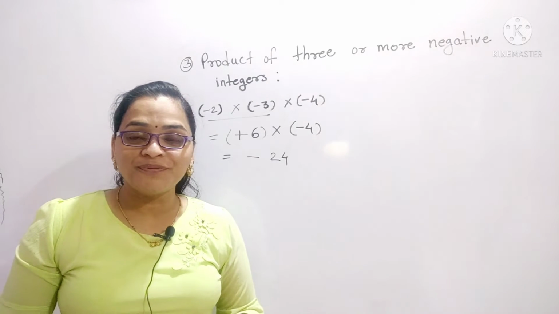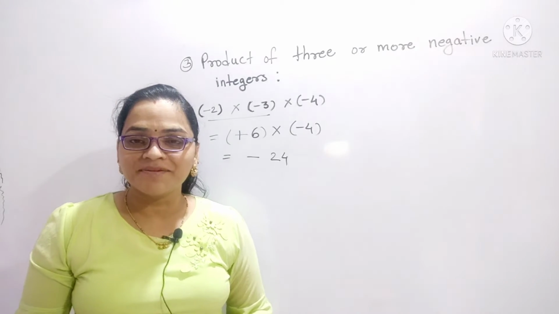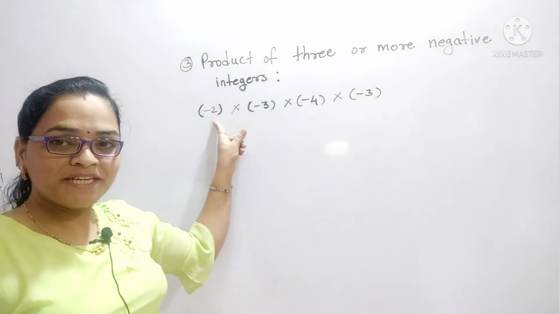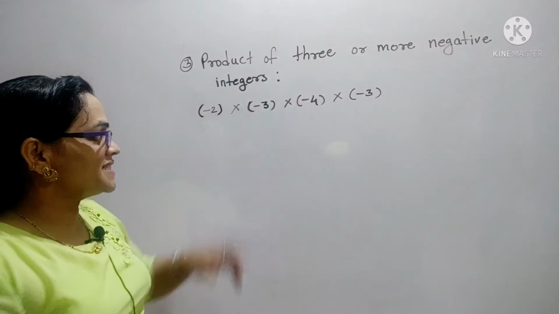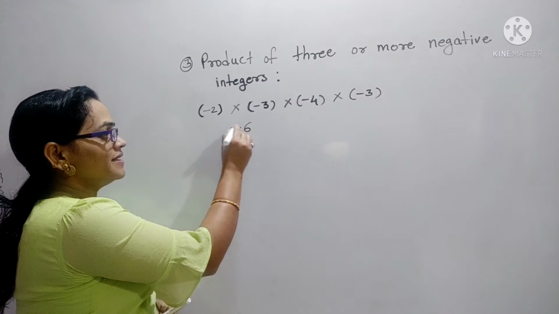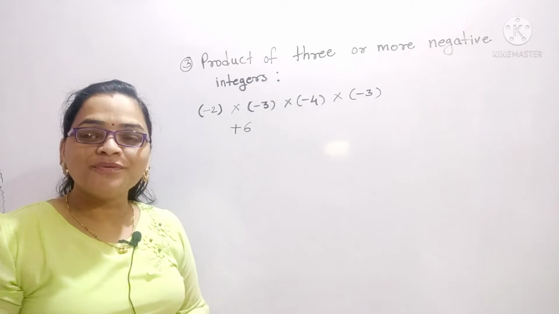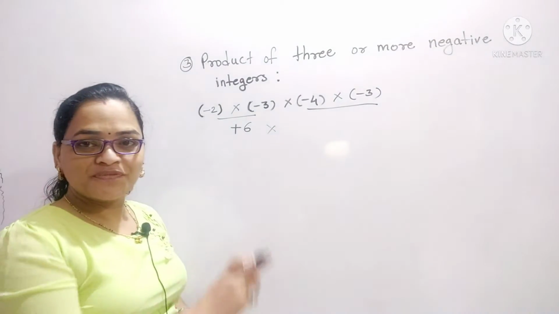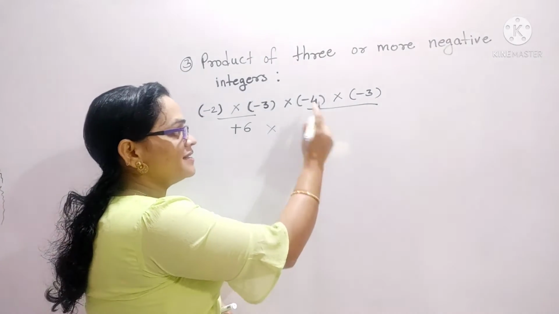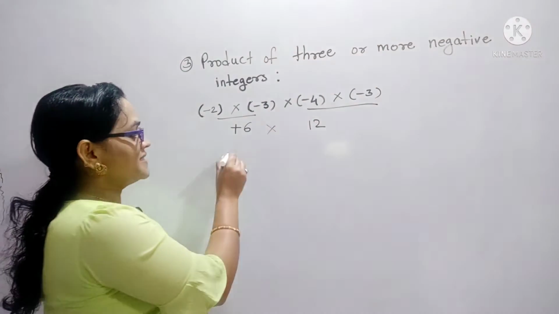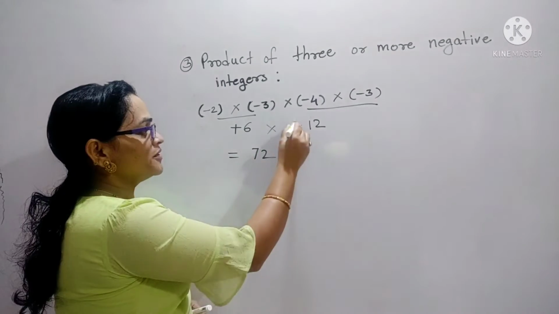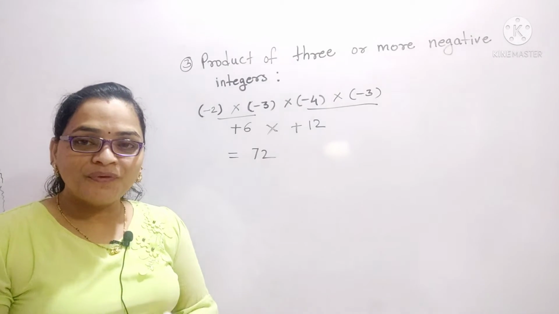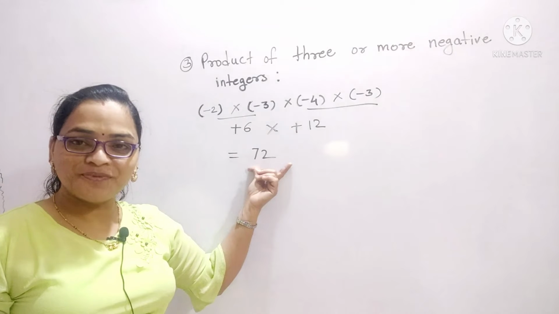But what is the product of 4 negative integers? See next example. Here we have to find the product of 4 negative integers. First we will multiply the first 2 integers. 2 3s are 6, and obviously the answer is plus 6 because the product of 2 negative integers is positive. Same for these 2 negative integers. 4 3s are 12, and the answer will be a positive integer. 12 6s are 72, because these two are positive integers. Means the product of 4 negative integers is always positive.